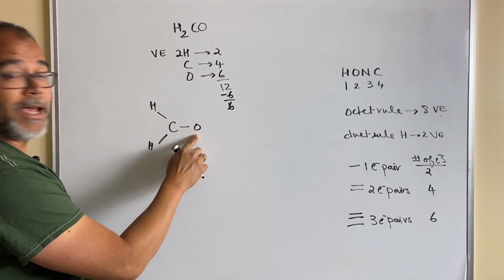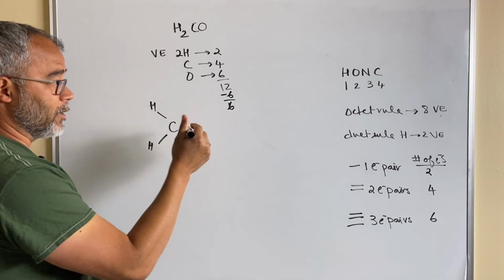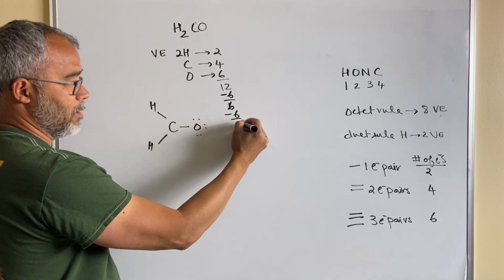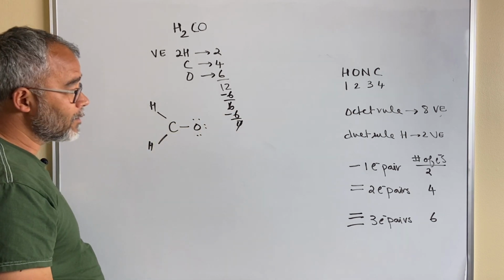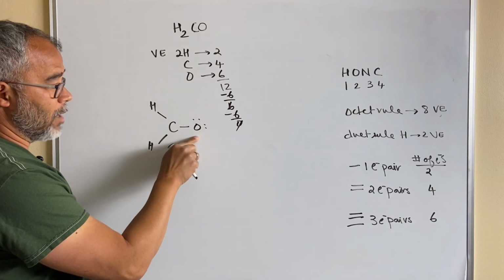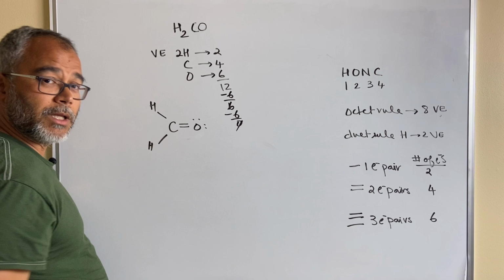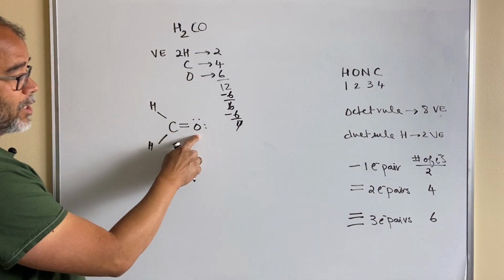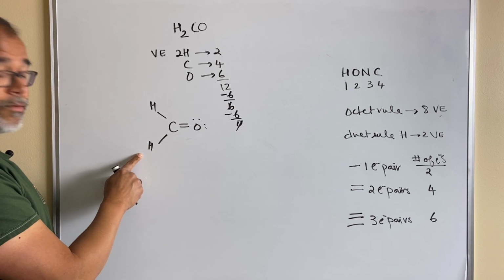So let's fill out the terminal oxygen first to have 8. That completes those 6, so we have no more left. But now the carbon is not happy yet. So we erase one pair from there and put it in between the carbon and the oxygen. Now carbon has 8, oxygen has 8, and each of the hydrogens has 2.